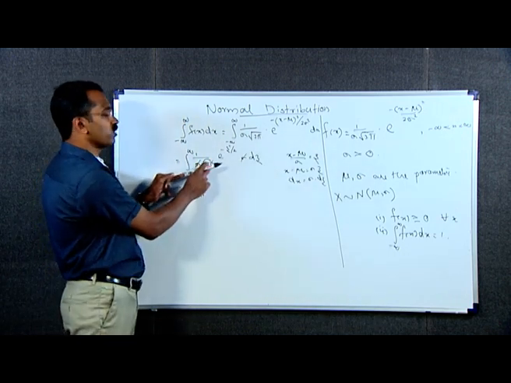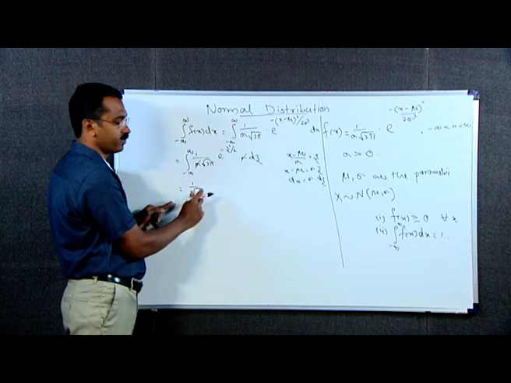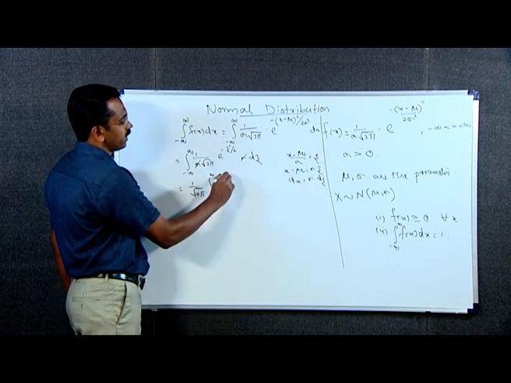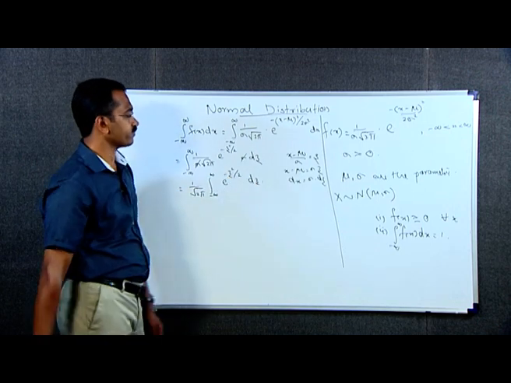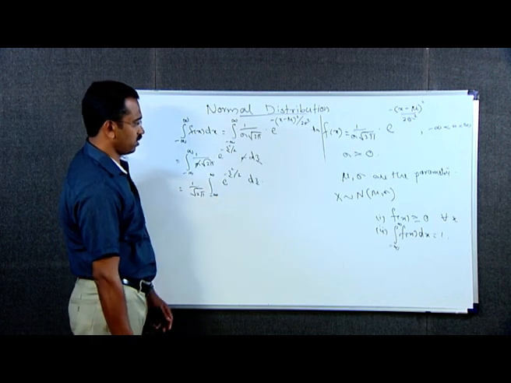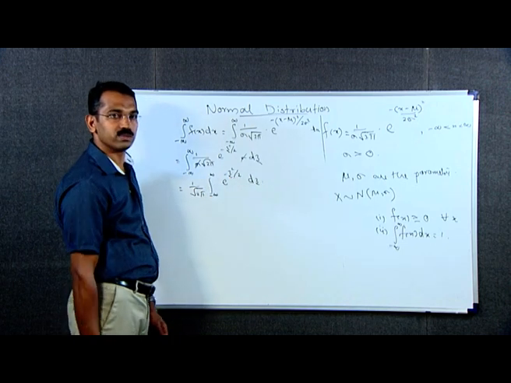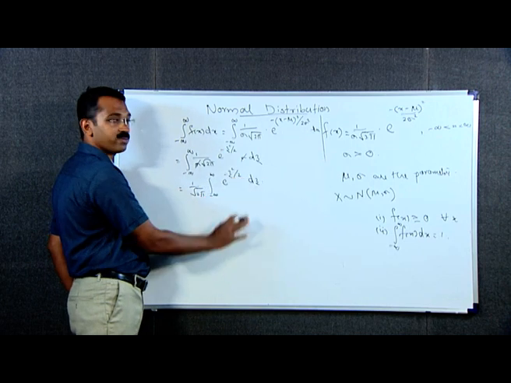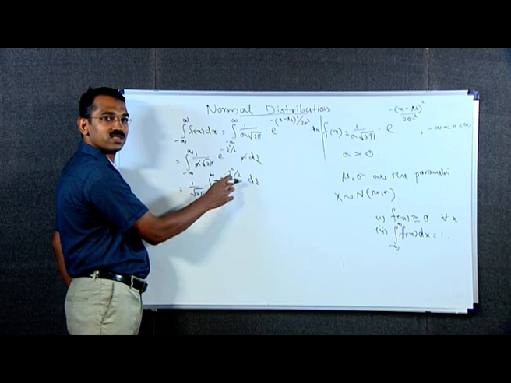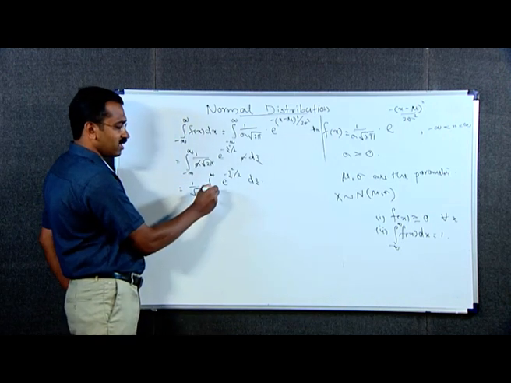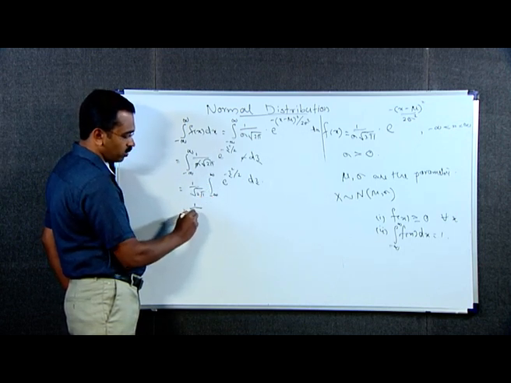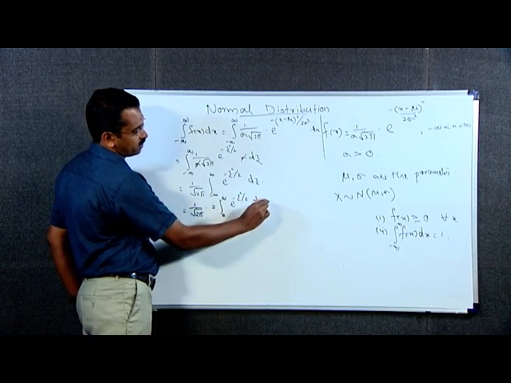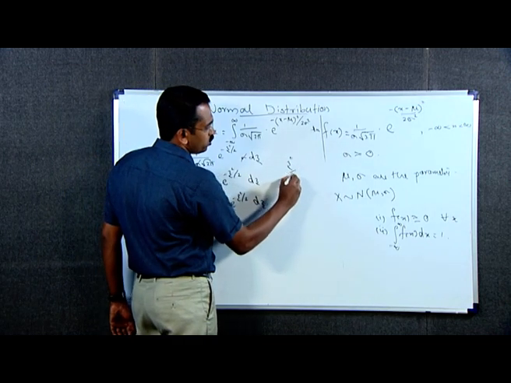The remaining terms: 1 by root of 2 pi is a constant that can be taken outside of the integration. So 1 by root of 2 pi into the integral from minus infinity to infinity e raised to minus z square divided by 2 dz. Note that the integrand e raised to minus z square by 2 is an even function, so this integral can be written as 1 by root 2 pi into 2 times the integral from 0 to infinity e raised to minus z square by 2 dz. In order to evaluate this integral, we use the substitution z square by 2 is equal to some t.